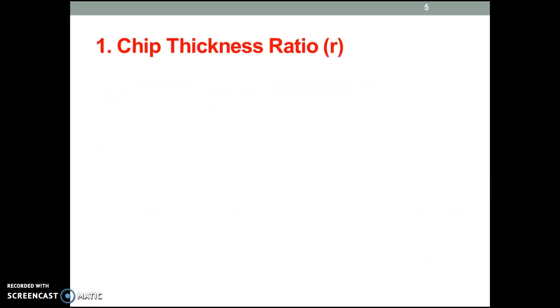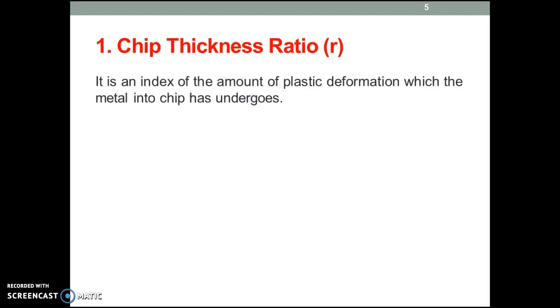So first we will see the chip thickness ratio. From the name itself we know that there is a ratio between something. Here it is an index of the amount of plastic deformation which the metal has undergone in turning into chip. From this chip thickness ratio, we can know how much plastic deformation there is and how it is changing the metal into chip.